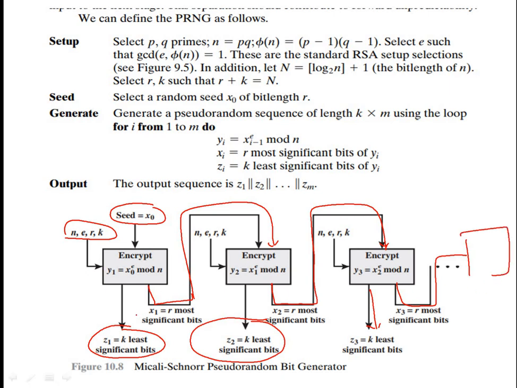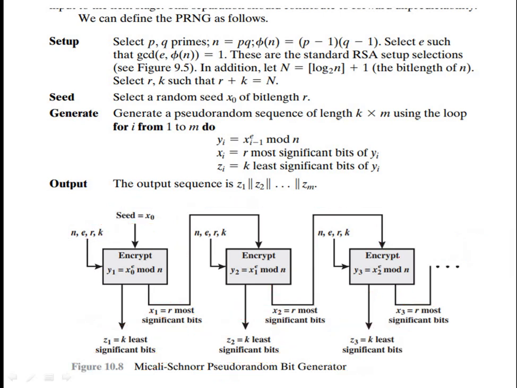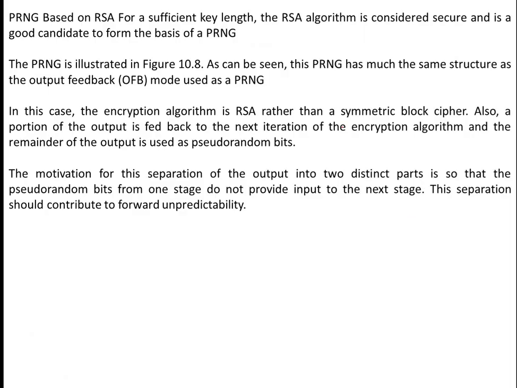So what we will take here are these remainder values. This shows us our random number. The remainder value which we got from each stage will give us the pseudo random number. The motivation for this separation of output into two distinct parts is so that the pseudo random number bits from stage 1 do not provide the input to the next stage. This separation should contribute to forward unpredictability.